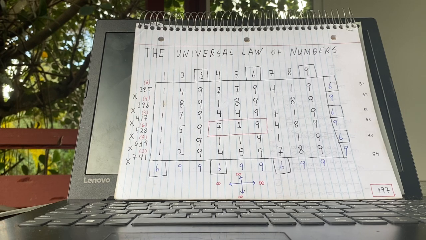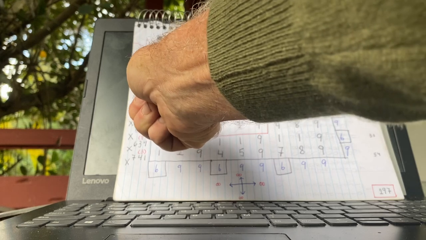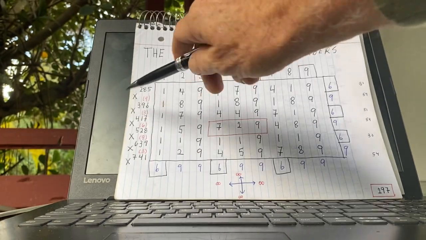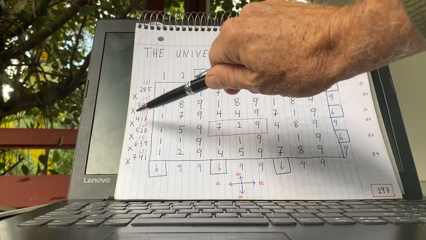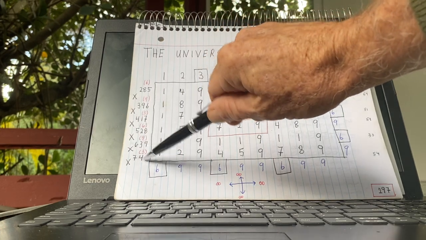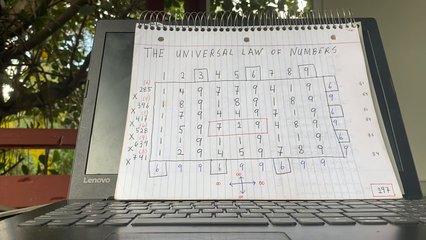And our number system follows the harmonic series, which is what these numbers are. They're harmonic frequencies that are pleasant to our ears. 285, 396, 417, 528, 639, 741, those are the solfeggio numbers. And that's where they come from.